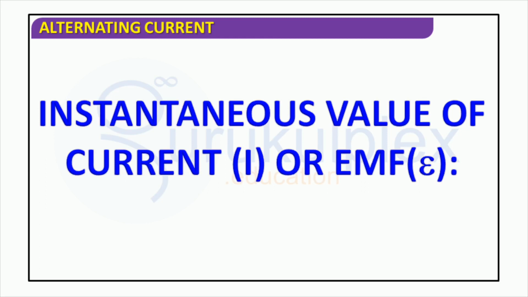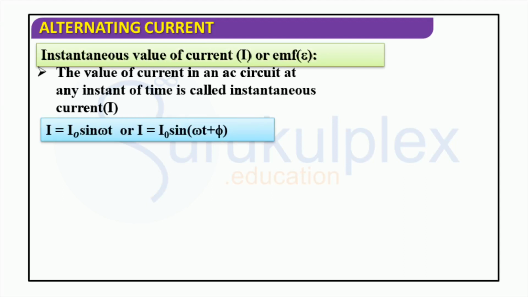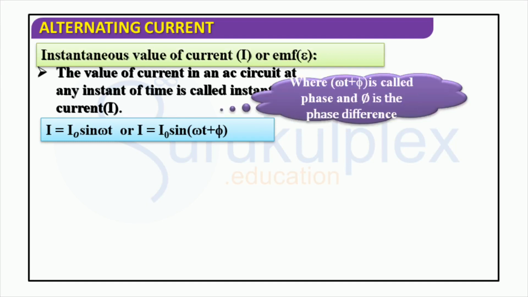Understanding this concept is crucial in order to design more efficient systems. The value of current or EMF at a particular instant is a crucial aspect of alternating current. This peak or maximum value of current or EMF is measured at any given time and is called the crest or amplitude value.